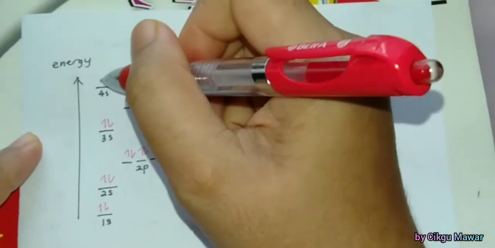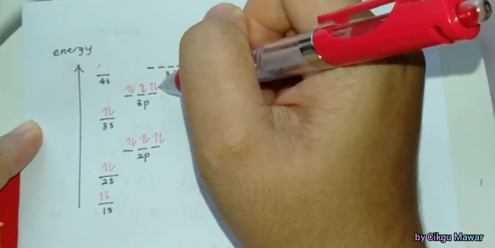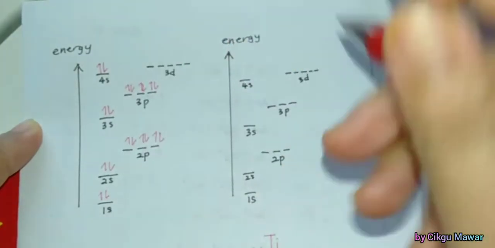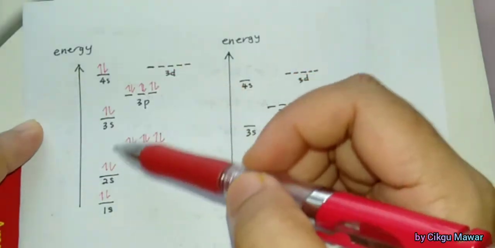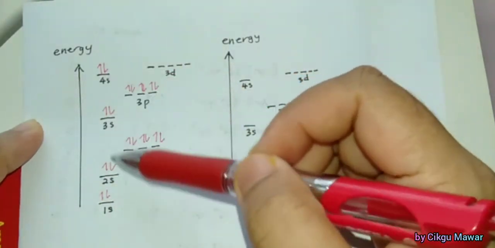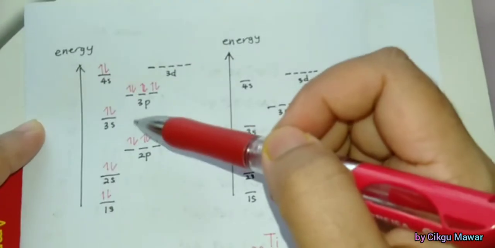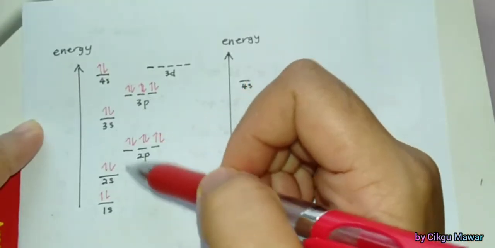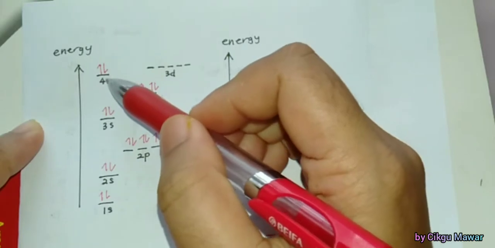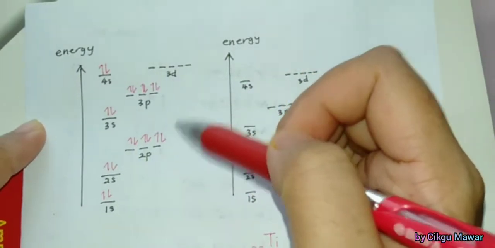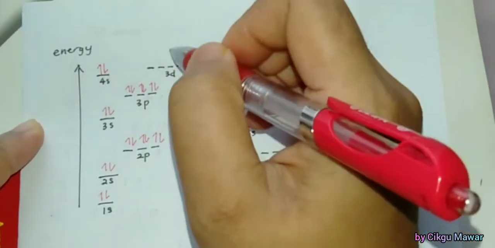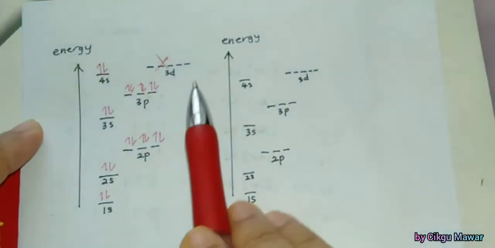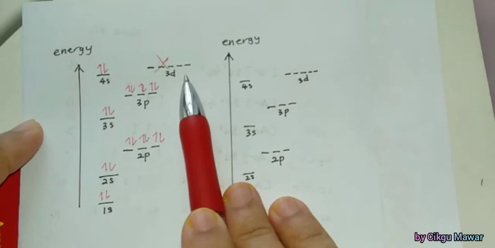And then 19 and 20. So this is the electronic configuration for calcium, which only consists of 1s until 3p and 4s only, not including the 3d, so there is no need to fill up the 3d. So for calcium, it has empty 3d.